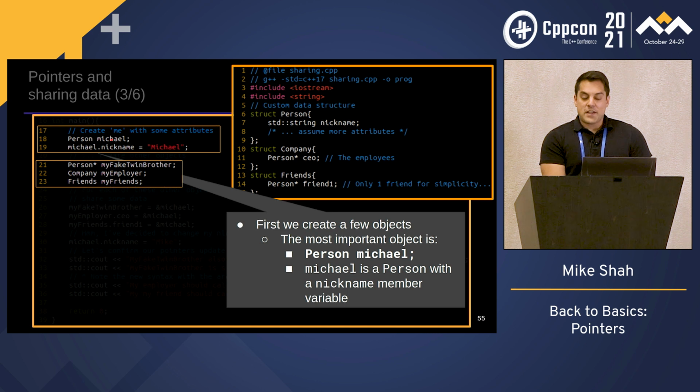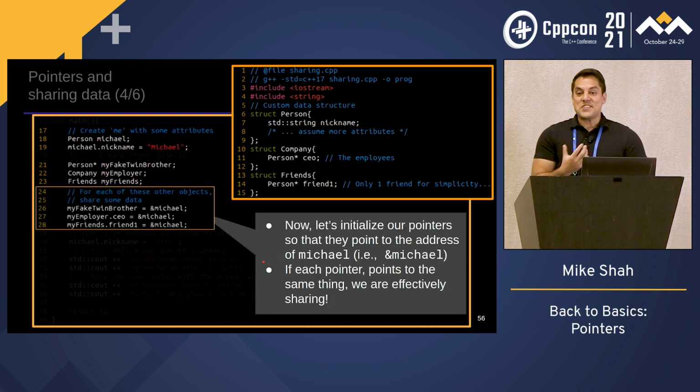All right, so if I go ahead and start this off, let me create a person, Michael, that can be me here, and set their nickname to Michael. And then I'm going to create a pointer to another person, my fake twin brother, which I don't have, but the pointer to them. And then also a company, my employer, and friends, my friends, or my one friend.